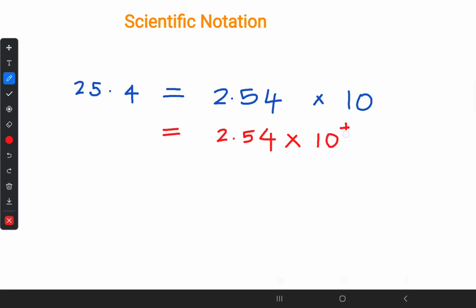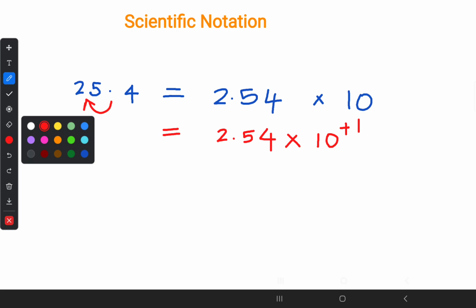We can express it as 10 with the power of positive 1. Look at this carefully. With the power of positive 1, because the decimal place just moved one digit left hand side. So the index for the particular 10 should be positive 1.